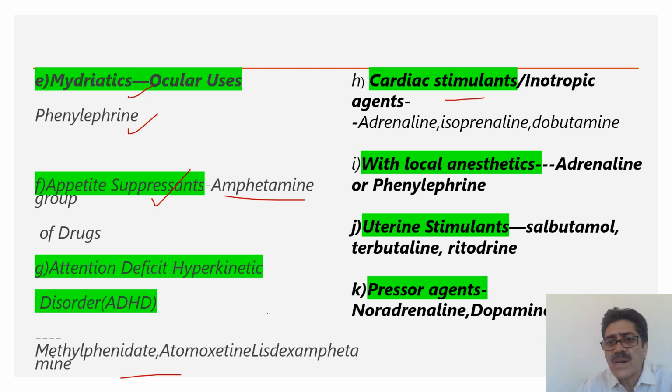Then we have cardiac stimulants. For example, during congestive heart failure, sometimes adrenaline is used, isoprenaline can be used, dobutamine can be used. Some sympathomimetics are combined with local anesthetics to enhance the duration of action, like adrenaline or phenylephrine. Uterine stimulants used in labor include salbutamol, terbutaline, and ritodrine. Then certain pressor agents like noradrenaline and dobutamine.